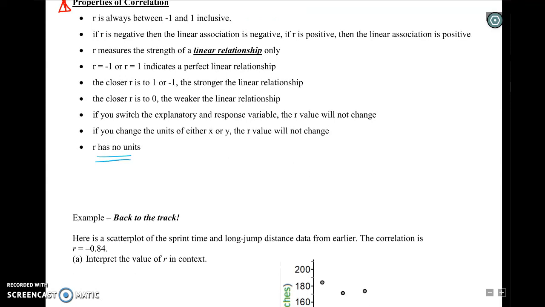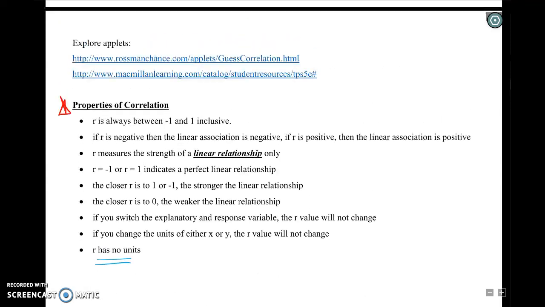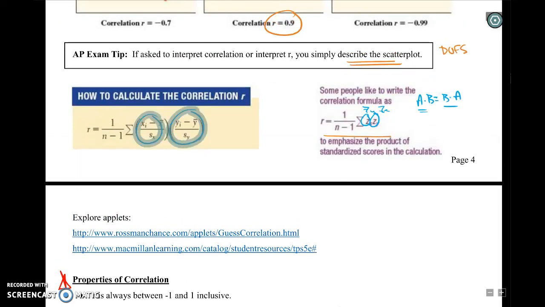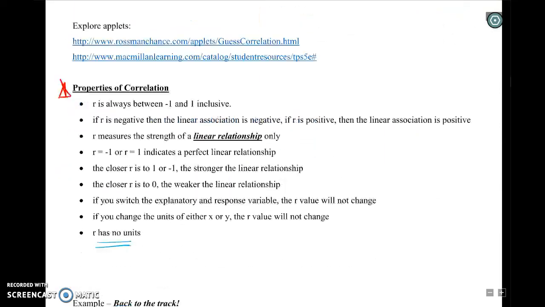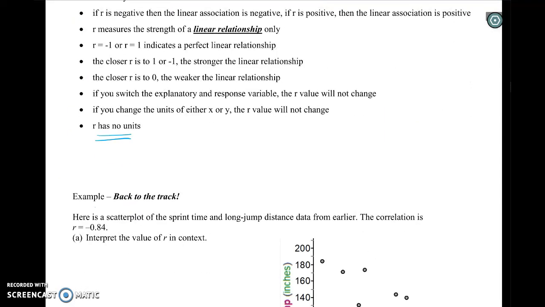And lastly, R has no units. Again, z-scores are unitless ratios, therefore their products are unitless ratios, therefore the sums of their products are unitless ratios, so the R value really doesn't have any units at all.